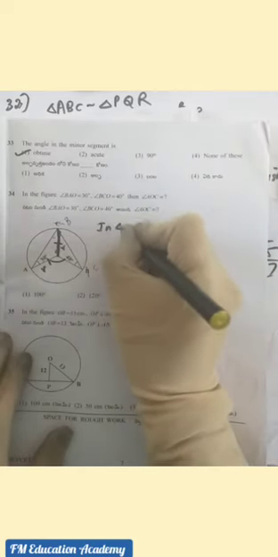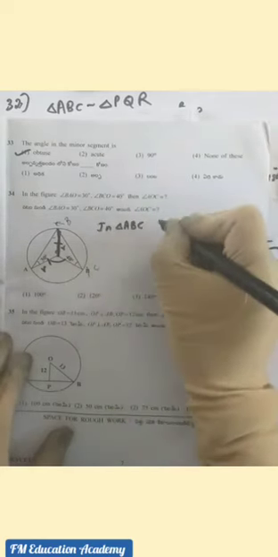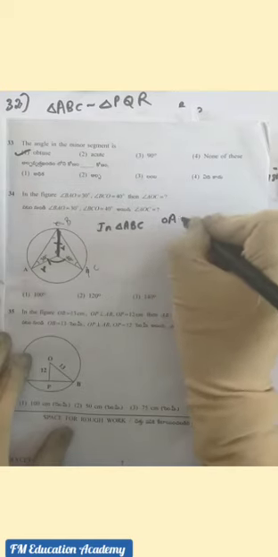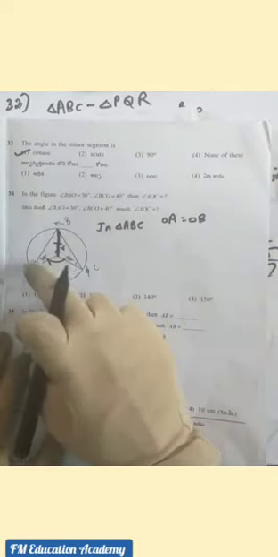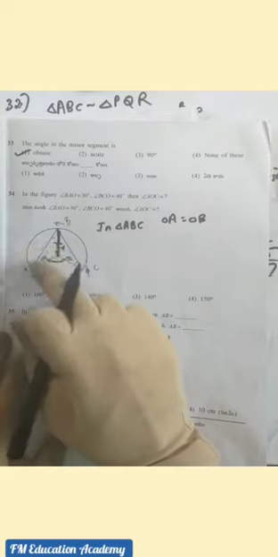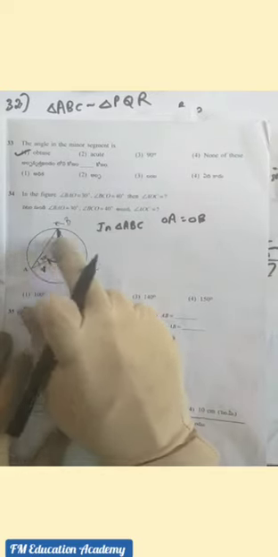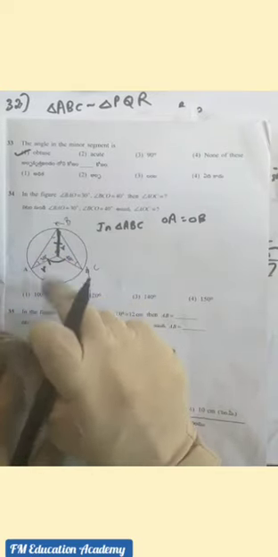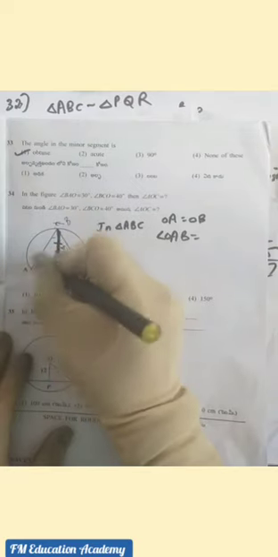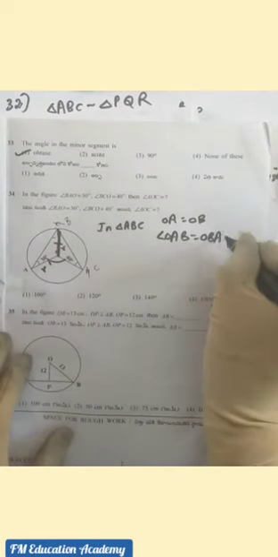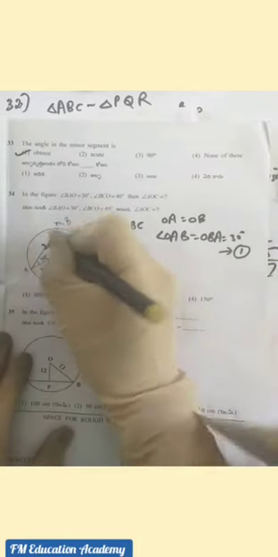So in triangle ABC, we can say that as OA is equal to OB, we can say angles are also equal. Why? Because if opposite sides are equal, it is an isosceles triangle. In an isosceles triangle, angles are also equal. So we can say angle OAB will be equal to angle OBA is equal to 30 degree. Let this be equation 1. So we got this angle is 30 degree.